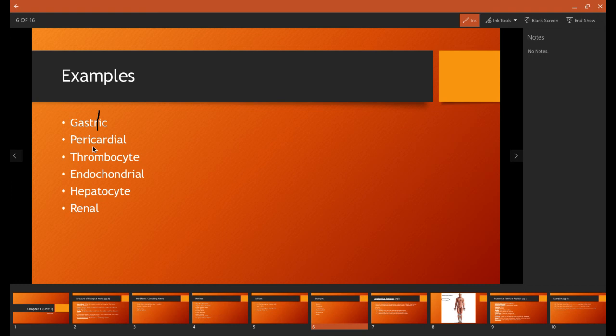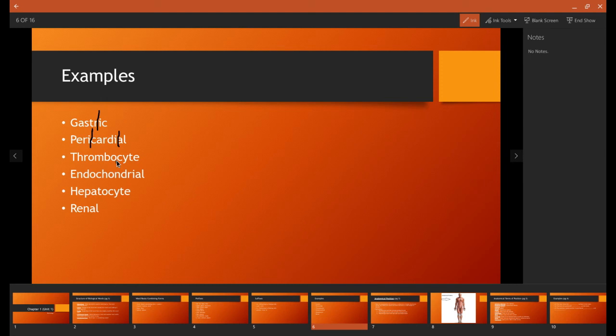Our next one is going to be pericardial. This is going to have 3 word parts. So our first one, peri, means around, and that's going to be our prefix. Cardi is our word root, and that's going to mean heart. AL is going to be the suffix, which means pertaining to. So put together, this entire word is going to mean pertaining to around the heart.